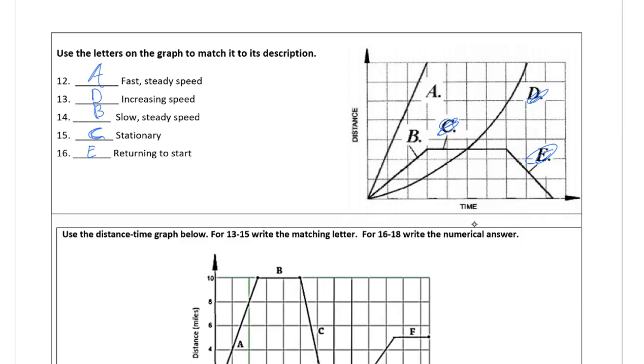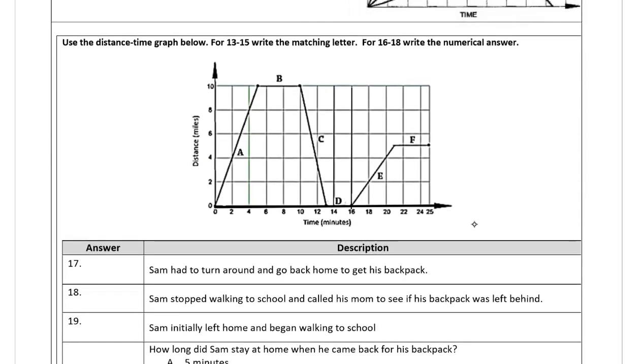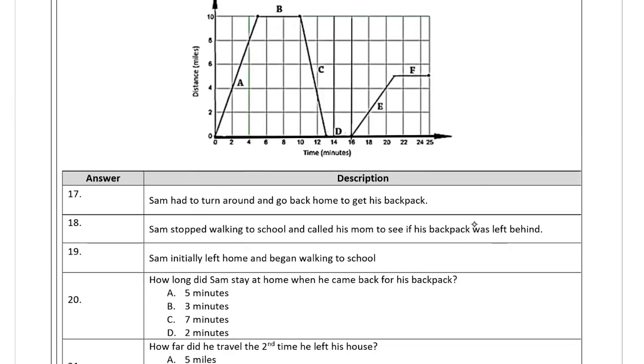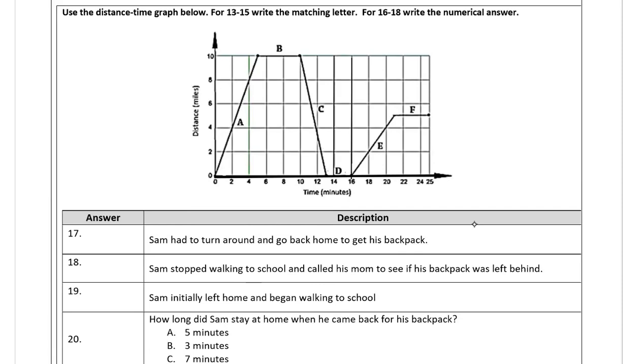Alright, another graph. Okay, so for these first couple here, the first three, it looks like we're choosing a part of the graph that represents the story. So we have Sam had to turn around and go back home to get his backpack. Now if we're looking, turning around means we were going somewhere and came back. So if we look at this graph as a story about Sam, here Sam would be leaving wherever they started. So maybe they started home. So this would represent Sam leaving home.